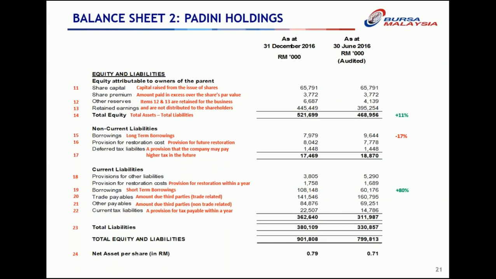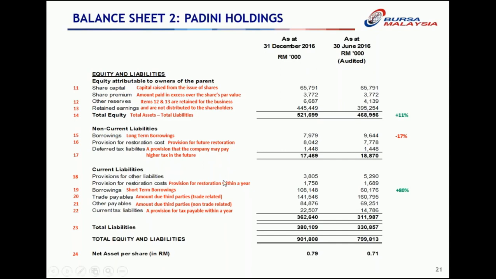So that's why the shopping mall would impose on its tenants to upgrade their facility or improve their facade, things like that, to renovate after the end of a tenancy. So that's why there's always a provision. Deferred tax liabilities, a provision that the company may pay higher tax in the future. So these are pretty common.